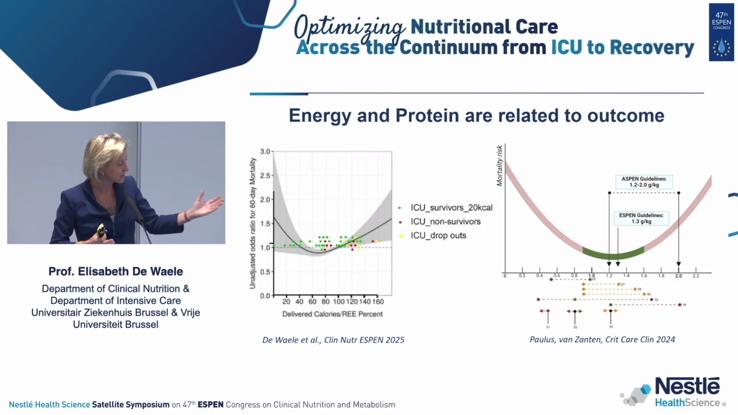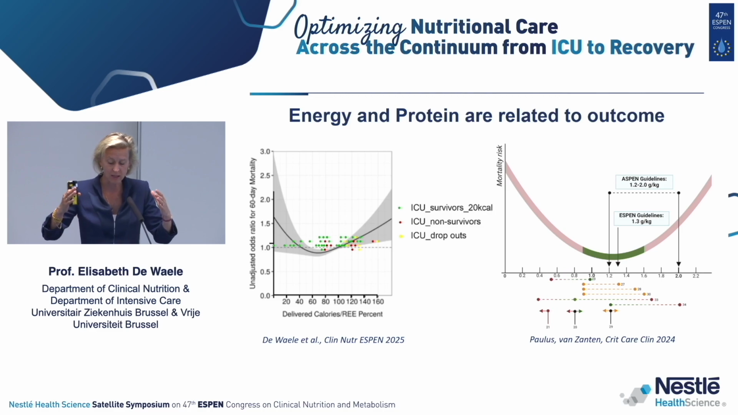And also a very nice illustration by the team of Professor van Zanten, where you can see that when you compare European and American guidelines, apparently also for protein, there would be this kind of optimum that is somewhere in the middle. So we are learning from the data. And we can see that, yes, we have a safe zone. We have a safe zone of nutritional therapy where we can actually have a mortality decrease or a survival benefit. So the power of nutrition is proven over and over again.